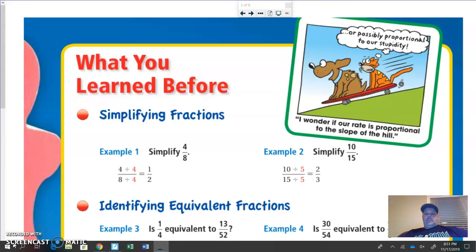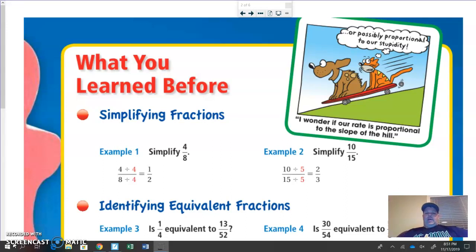Our last cartoon is: "I wonder if our rate is proportional to the slope of the hill, or possibly proportional to our stupidity." So one of the things that we will be able to do is compare proportions and slope.